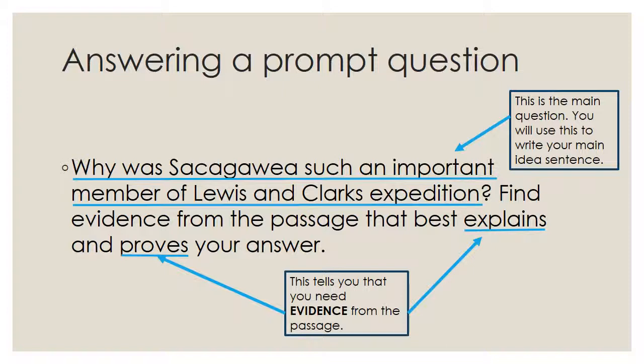The first part of that prompt is going to be your main question. You will use this to write your main idea sentence. The second part of the prompt tells you that you need to find evidence, which means quotations from the book, that help prove your answer. Let's go ahead and read through page 628 about Sacagawea.